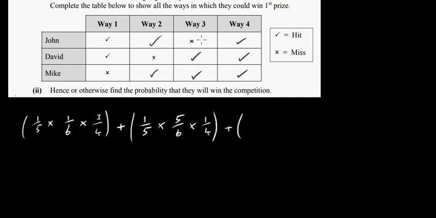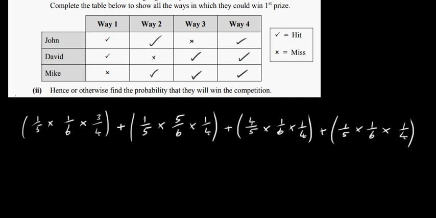Next possibility then is this one here, or again. So we want John to miss, so that's going to be 4/5. We've got 4/5, and we want David and Mike to both hit. So that's going to be 1/6 and 1/4. And the last one then, we want all three to hit. So that's going to be 1/5 times 1/6 times 1/4. Okay, so this is our probability really that they will win the competition.